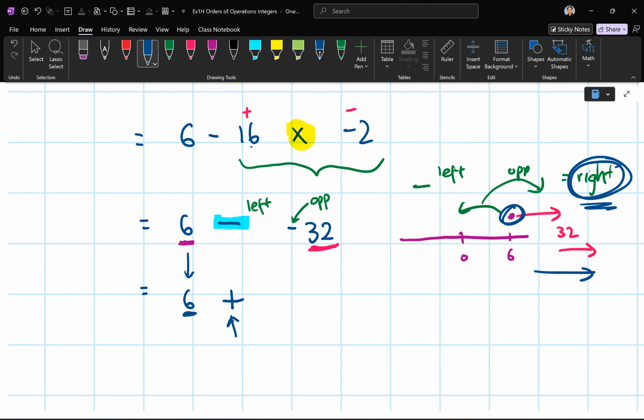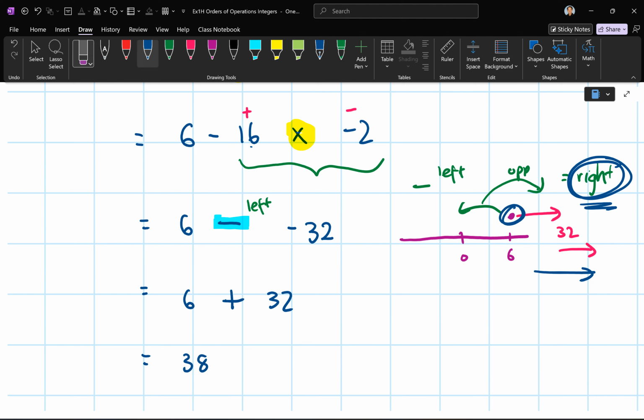And how many units am I going? I'm going 32. Can you see how in my next step, isn't it much easier to read? Rather than doing 6 minus -32, it was easier to understand as 6 plus 32. And 6 plus 32, we know, is 38. You see what I'm doing there?